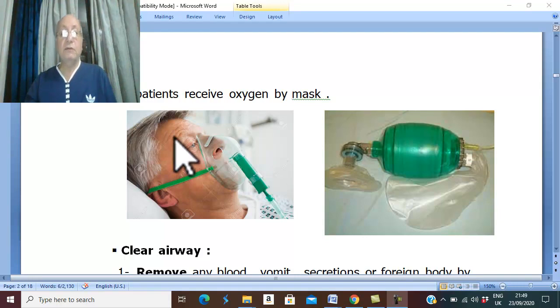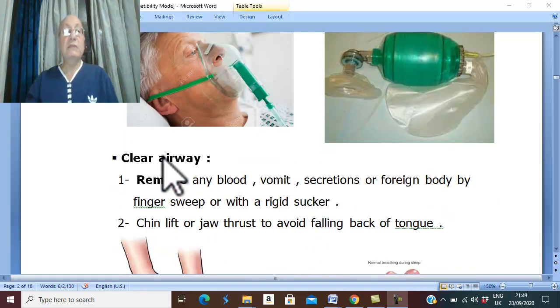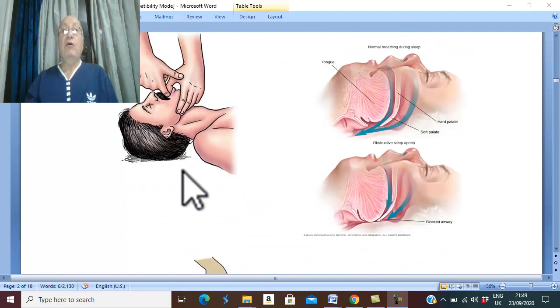All patients should receive oxygen by mask and keep a patent and clear airway. How? What are the main causes of airway obstruction? The commonest cause for airway obstruction is vomitus, blood, secretion, or foreign body in the respiratory passage.